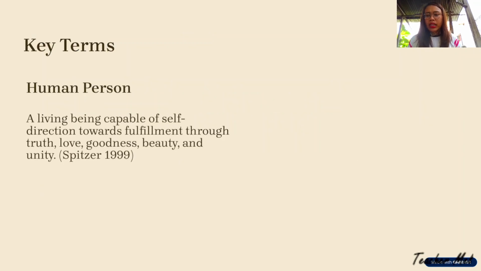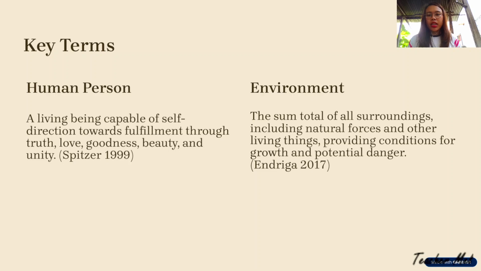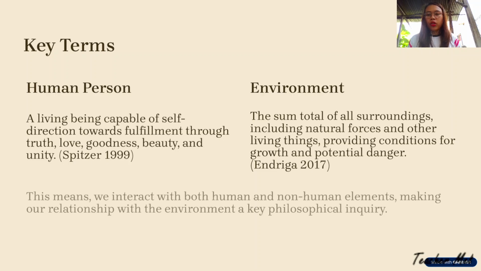So last time na-differentiate natin what is human person and the environment. Now, human person in the environment, ang focus nyo talaga dito is to know and to understand how we will interact with both human and non-human elements. So, yung mga non-human elements na ito is yung mga other things that we can see in our surroundings, especially in our environment. Yung mga living things and non-living things, okay?